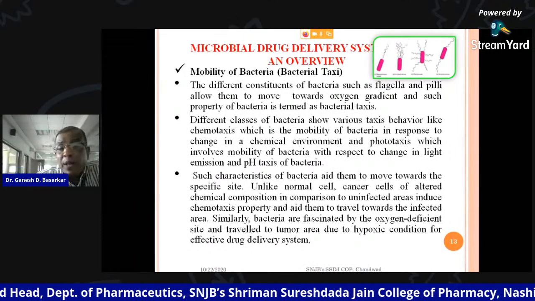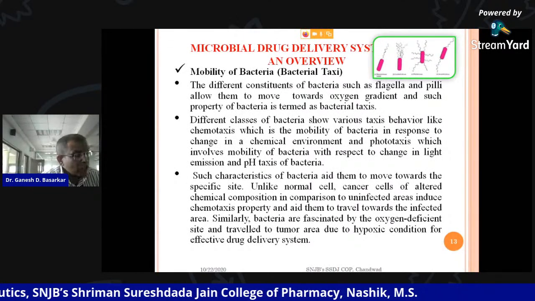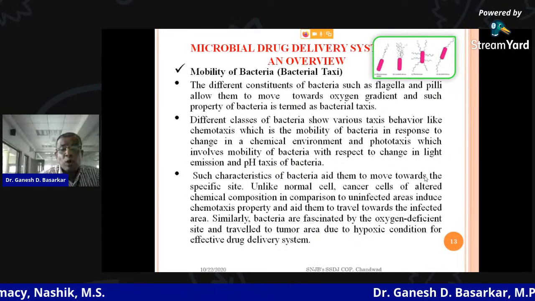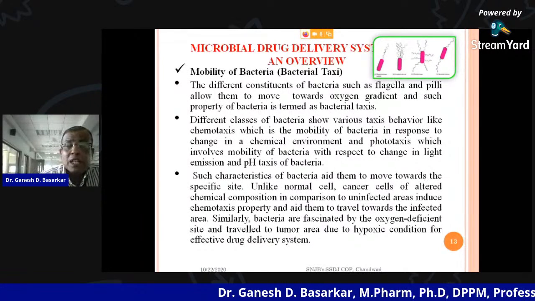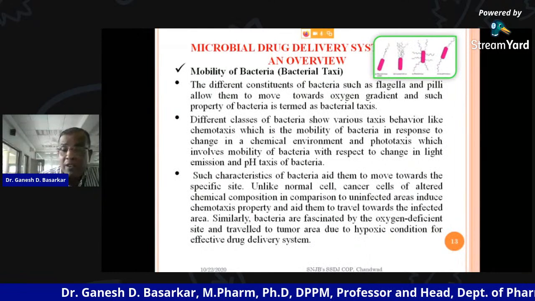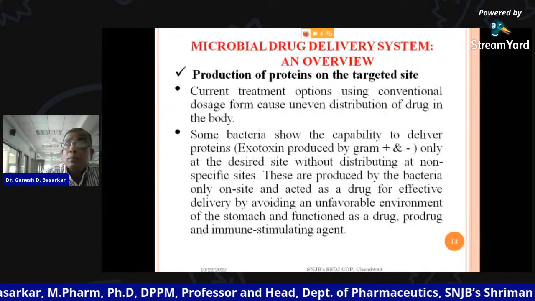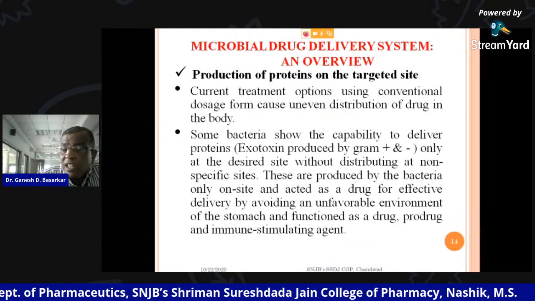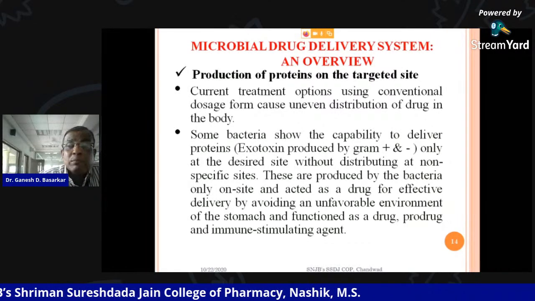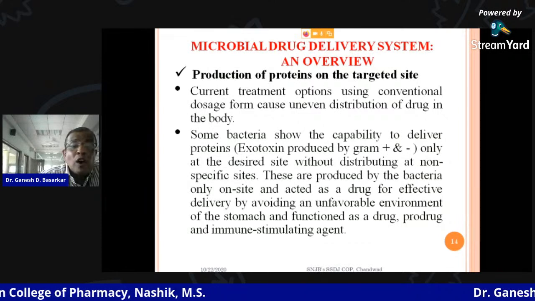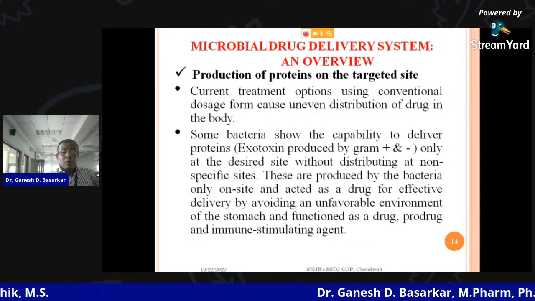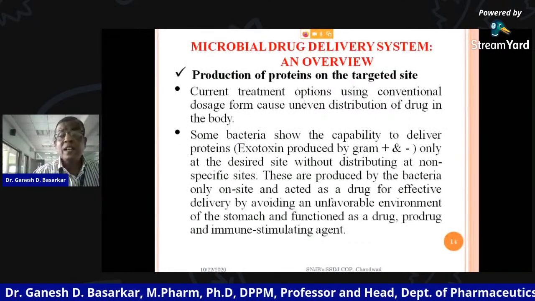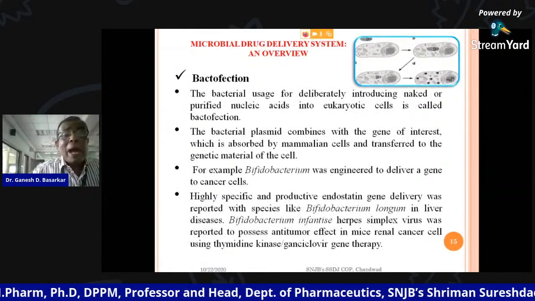Different types of bacteria like Listeria and Clostridium, different genera of bacteria, will be utilized. So we have to explore this type of bacteria to move to that particular cell by using effective drug delivery systems. Similarly, by delivering particular proteins at the targeted sites, the exotoxins produced by gram-negative bacteria distribute at non-specific sites. So these are produced by the bacteria on-site, and when the drug is loaded in this, the drug is delivered.